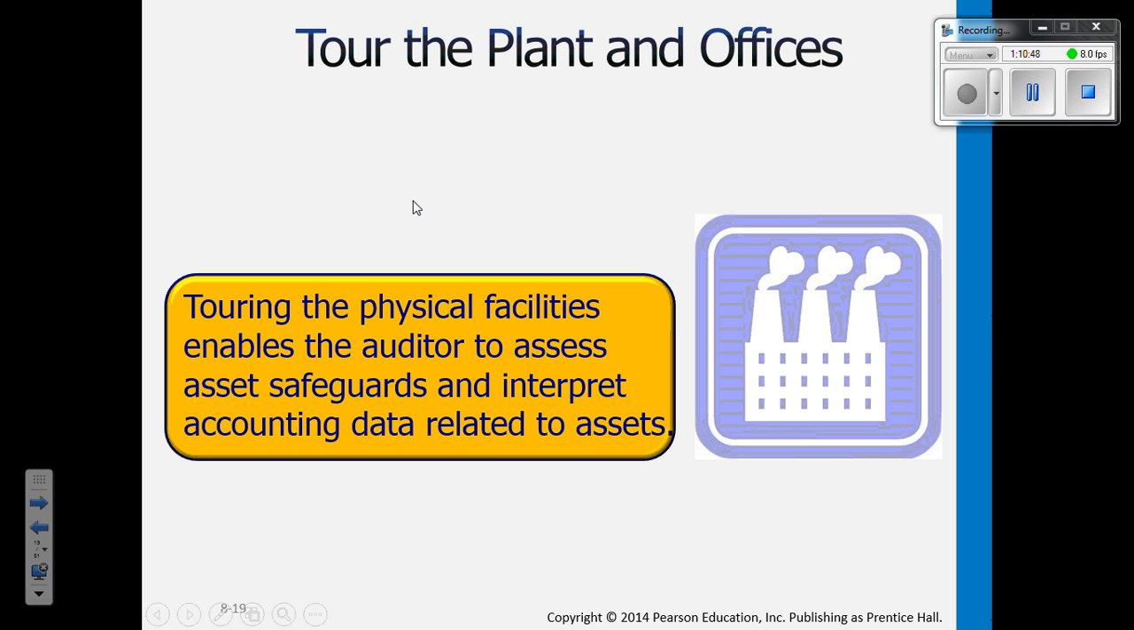So you're going to tour the plant and offices, tour the physical facilities, to enable the auditor to assess the asset safeguards and interpret accounting data related to assets. By the way, internal controls are not just to safeguard your assets. They're to run your business, to be as profitable as you possibly can, and do a really good job for everybody.